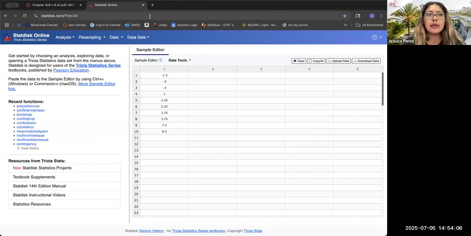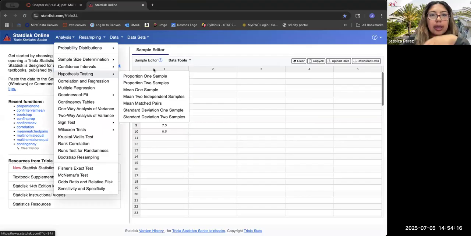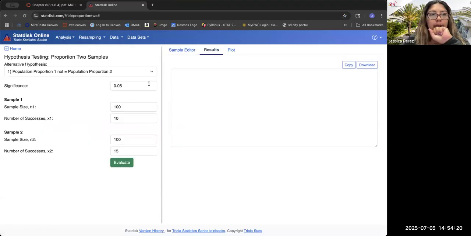You want to clear out of here. All you need is statdisk.com. You're going to go into Analysis. So you're looking at my screen right now, and then you're going to look into Hypothesis Testing. And then you're looking for Proportions of 2 Samples. So you're going to click right there.